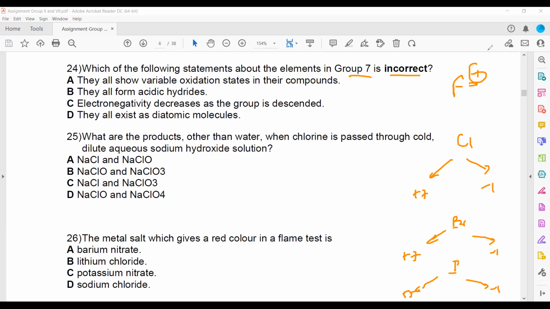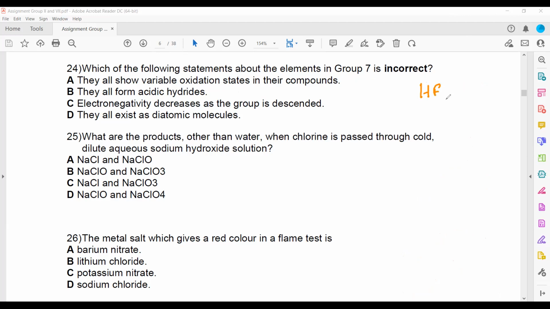But chlorine, bromine, and iodine may have a positive oxidation state, depending on the other non-metal with which they combine. So option A is incorrect. They all form acidic hydrides, because hydrogen fluoride, hydrogen chloride, hydrogen bromide, and hydrogen iodide are all acidic hydrides. That's true. We know A is the right answer.